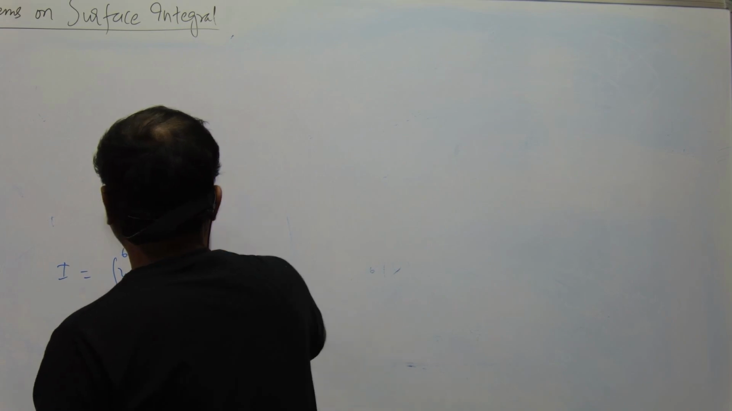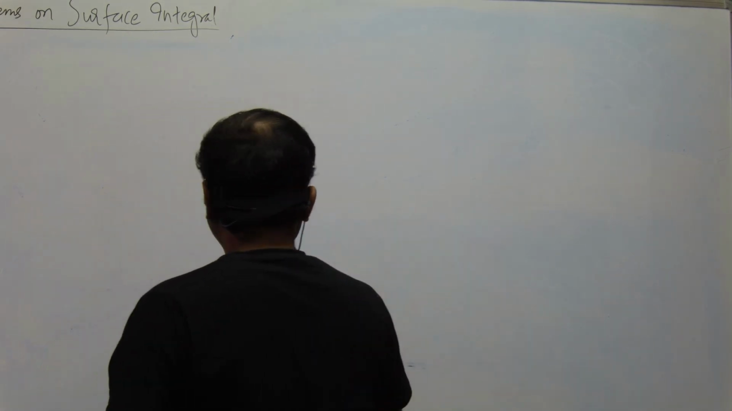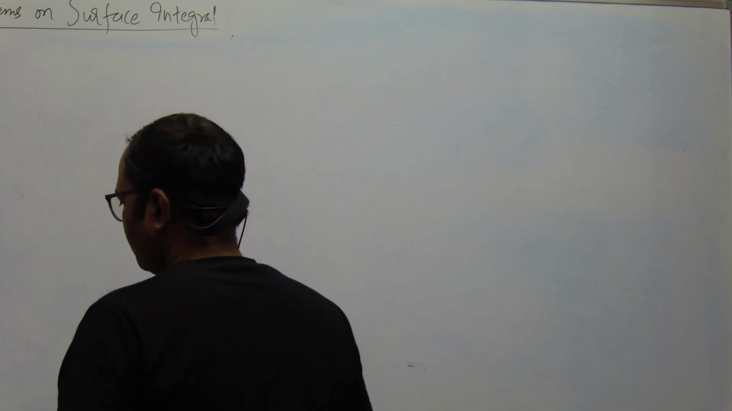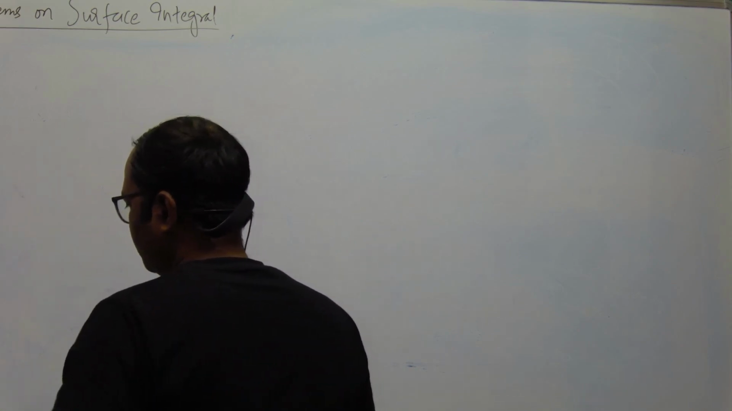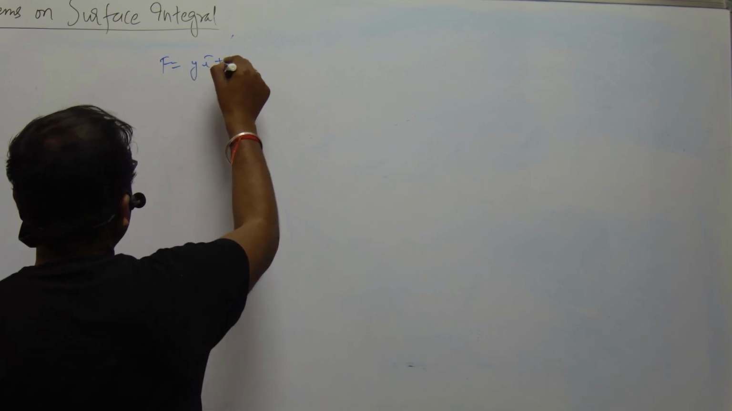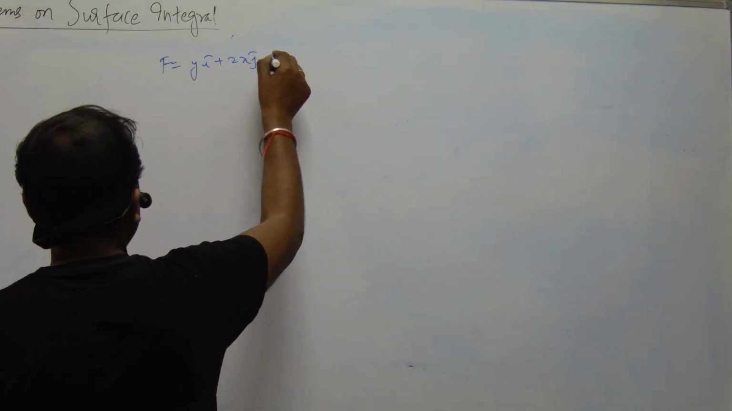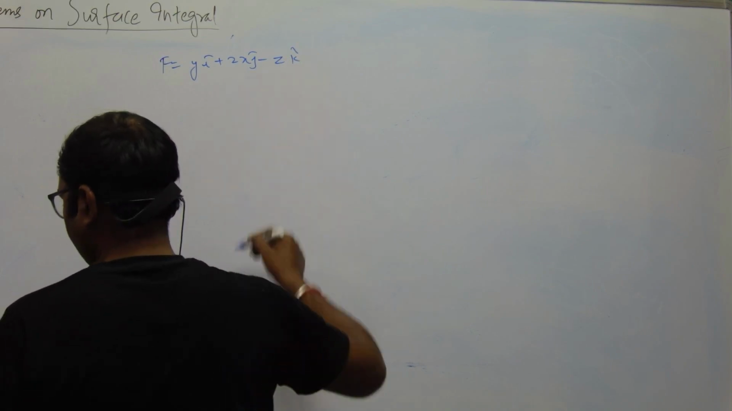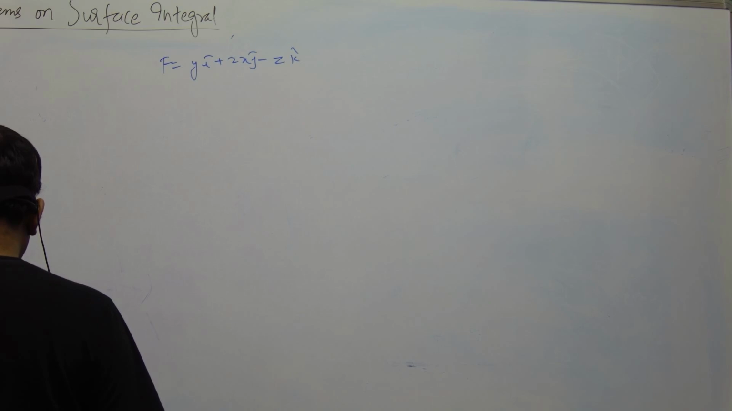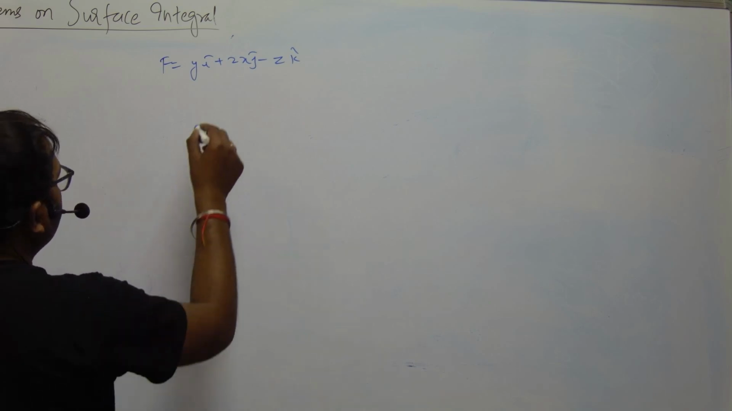Number 4. Evaluate the integral of F dot n cap dS, where F is equal to y i cap plus x j cap minus z k cap, where S is the surface of the plane 2x plus y equal to 6 in the first octant cut off by the plane z is equal to 4.